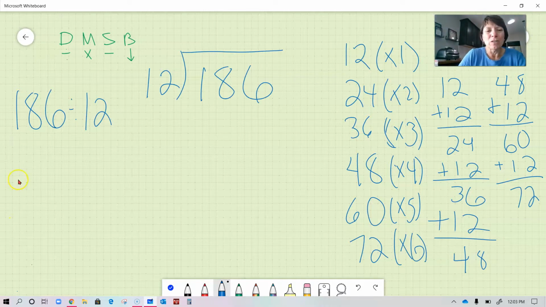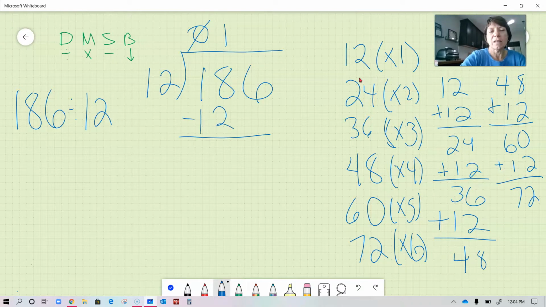So let's look over here. We try to divide 12 into 1, and we know that 1 is smaller than 12, so we can't divide 12 into 1. So then we go into 18. We want to find the multiple of 12 closest to 18 without going over, so that divides in one time. So we put a 1 up here. We see that 1 times 12 is 12.